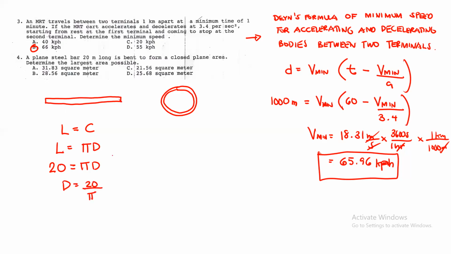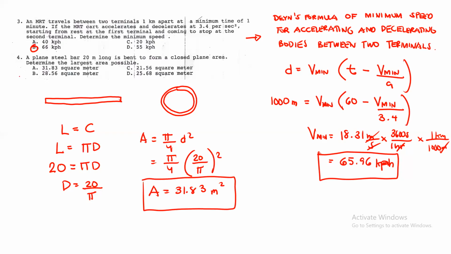So what is the form that was made? A circle. So the area is equal to pi over 4 d squared. So pi over 4 times 20 over pi, squared. So we get 31.83 square meters. So the answer is letter A.